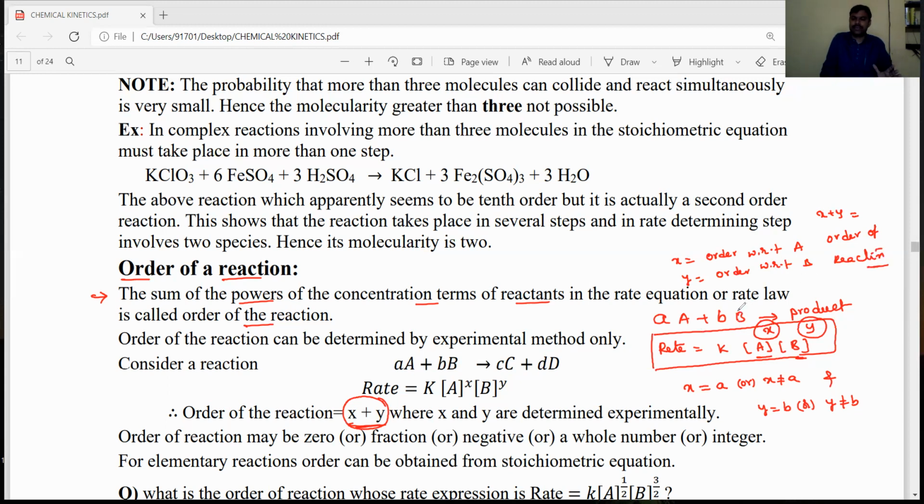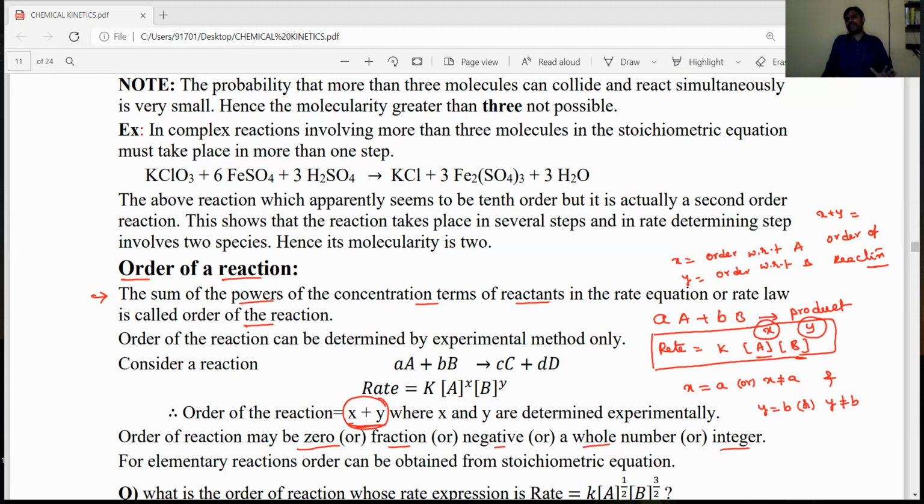Now I will give you different types of orders. Order may be zero, fractional values, negative values, as well as whole numbers and integers. But molecularity can never be zero. It is always a whole number, meaning 1, 2, 3, like that. Maximum molecularity is 3 only. But order is not like that. Order may be 0 or fractional values or whole numbers or integers.